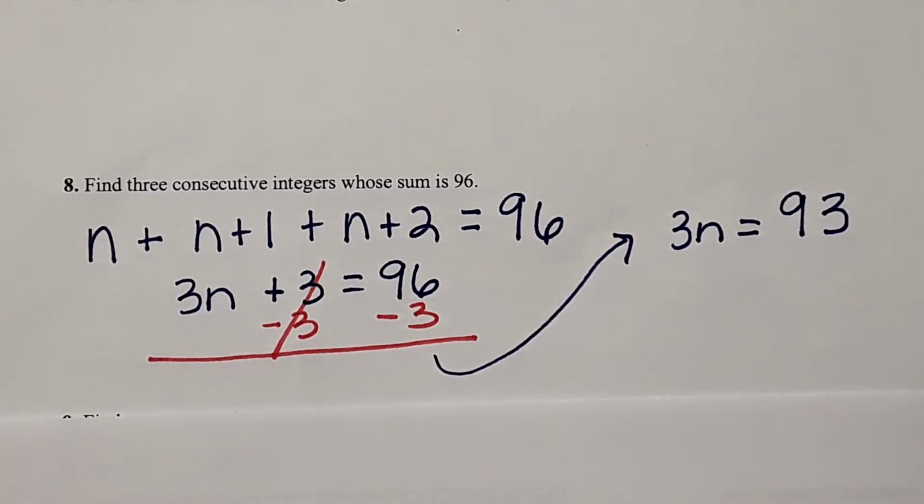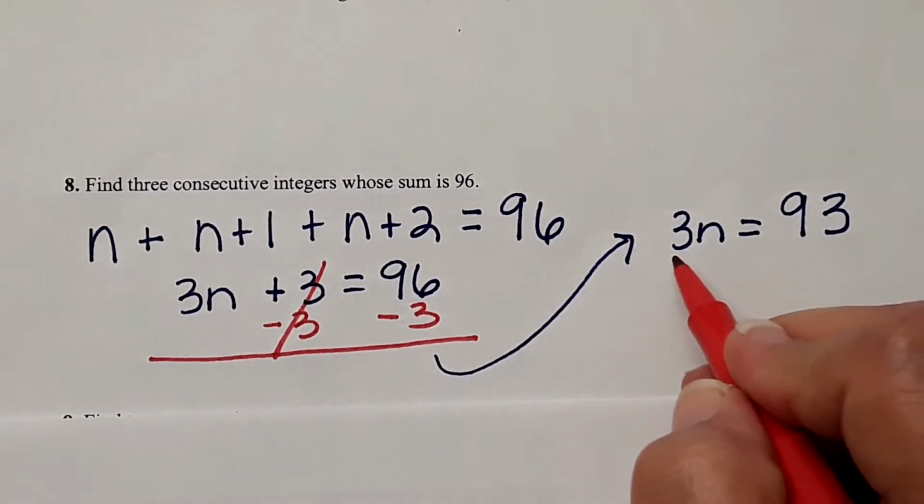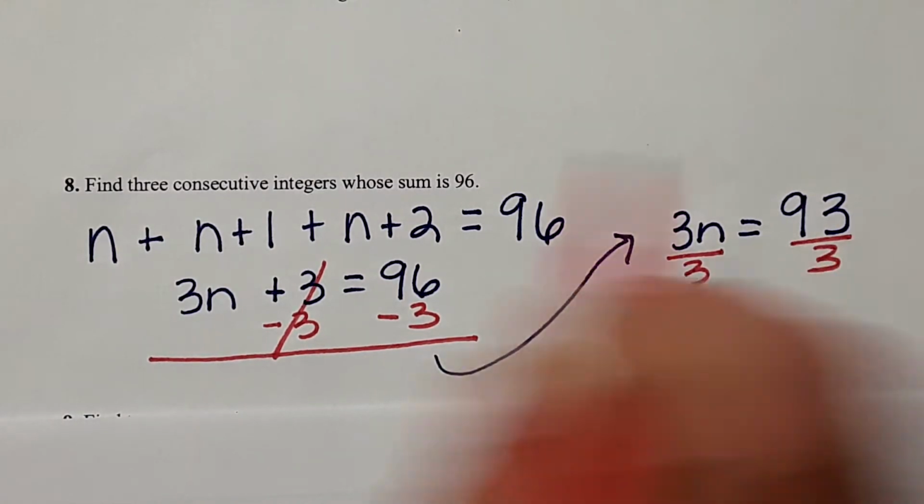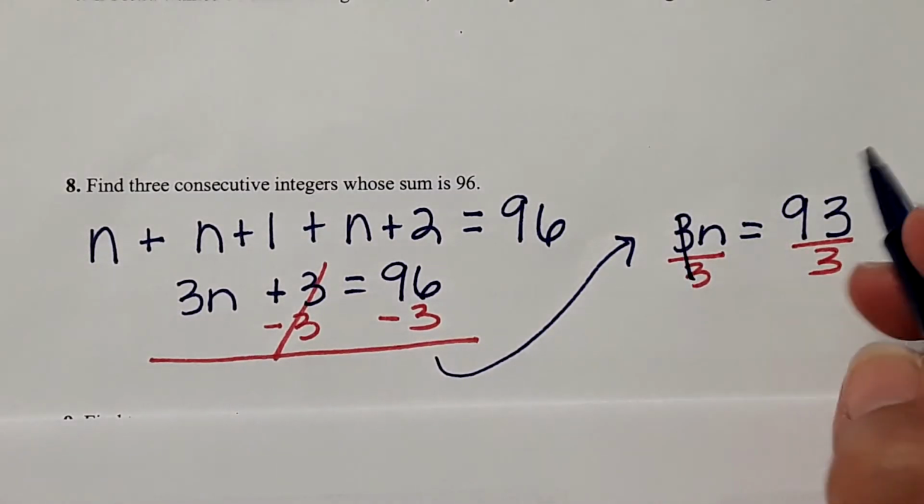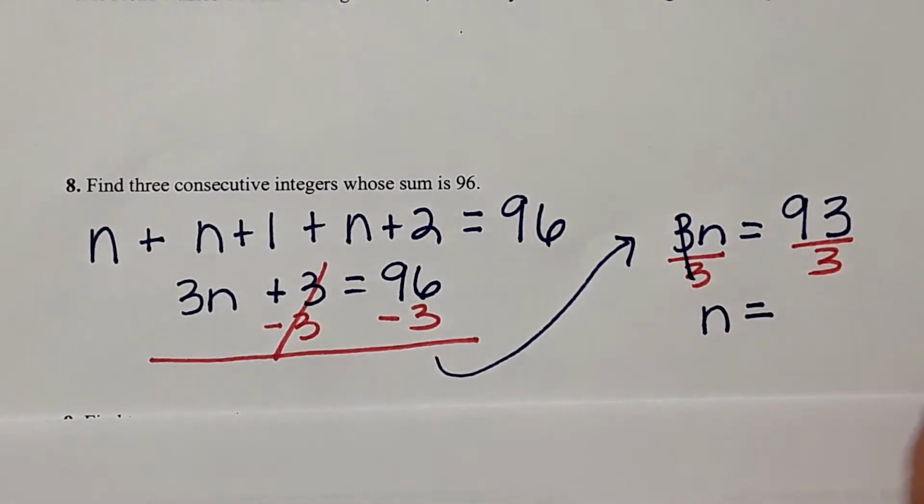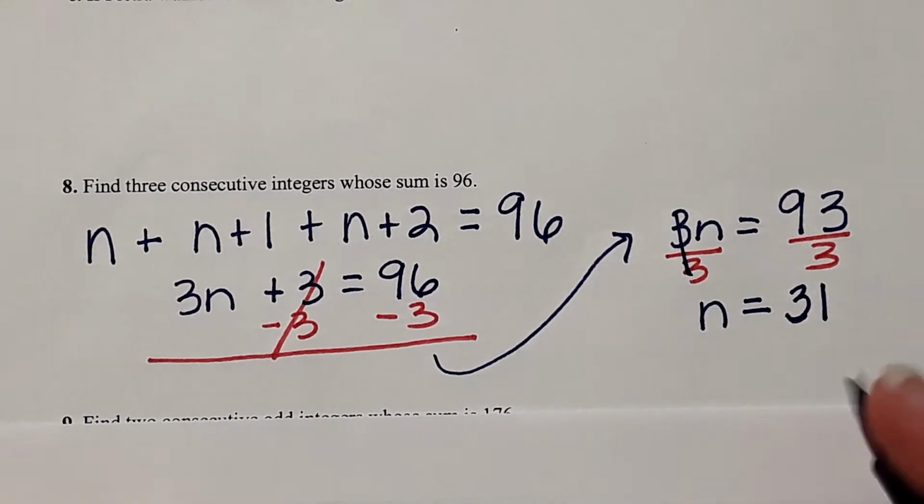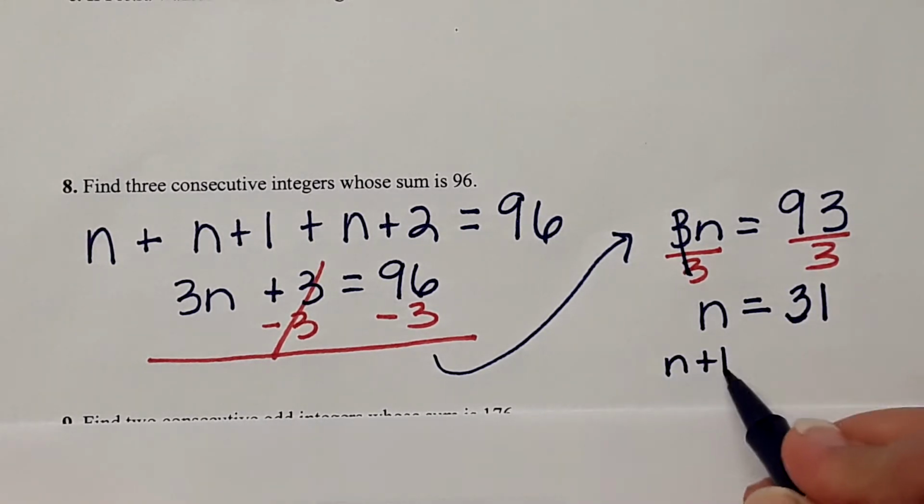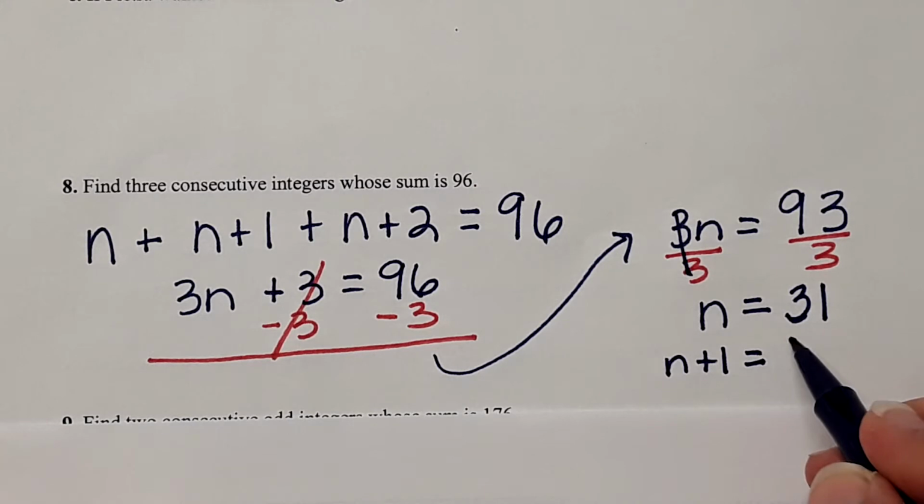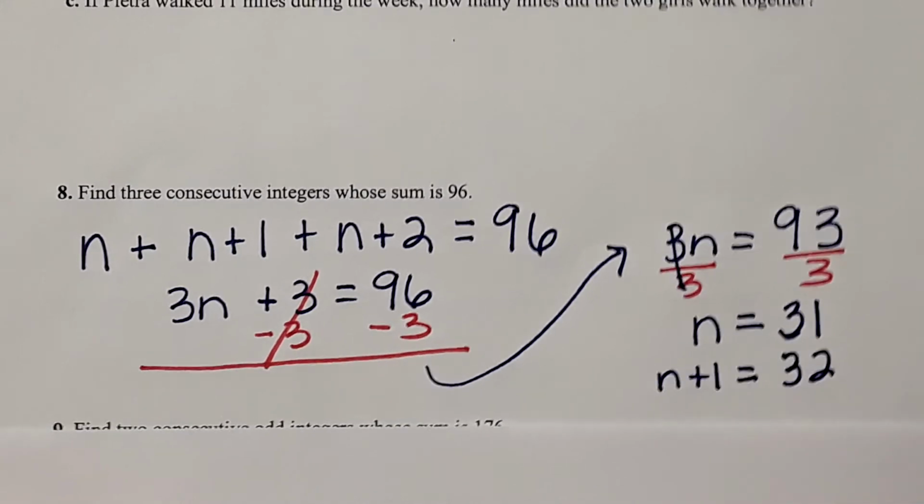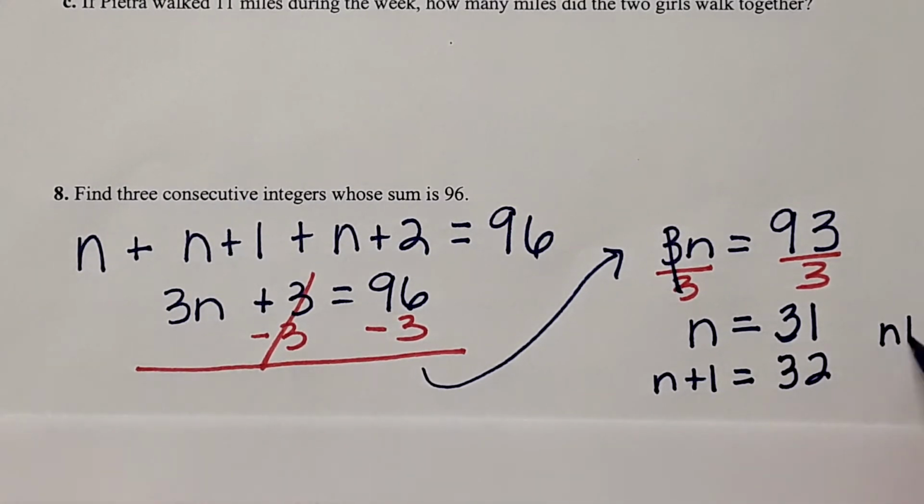Now what am I going to do? I'm going to divide by 3. And I get n equals 31. But what does it say? It says find 3 consecutive integers. So there's my first one. My second one is going to be 32. And then my last one is going to be 33.